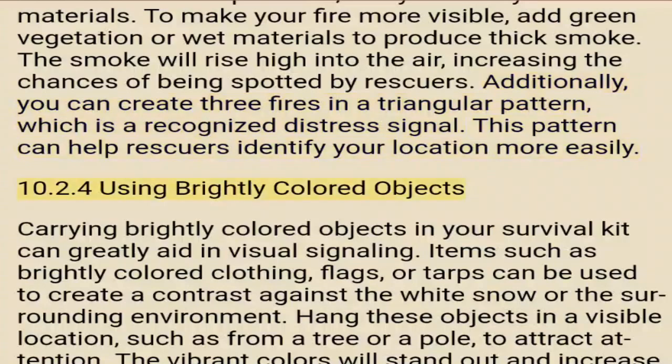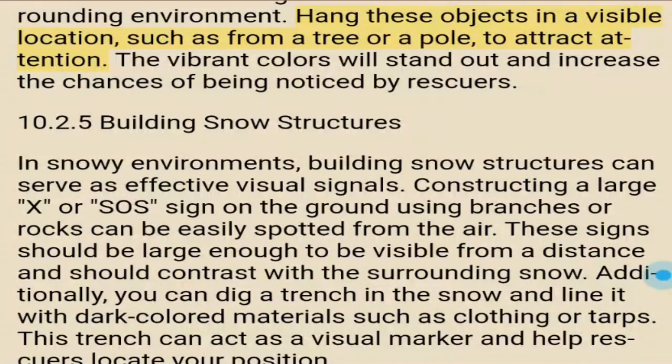10.2.4 Using brightly colored objects. Carrying brightly colored objects in your survival kit can greatly aid in visual signaling. Items such as brightly colored clothing, flags, or tarps can be used to create a contrast against the white snow or the surrounding environment. Hang these objects in a visible location, such as from a tree or a pole, to attract attention. The vibrant colors will stand out and increase the chances of being noticed by rescuers.